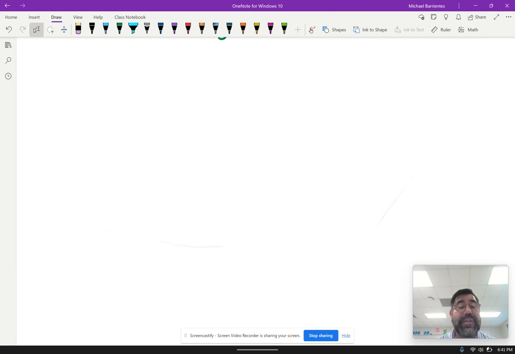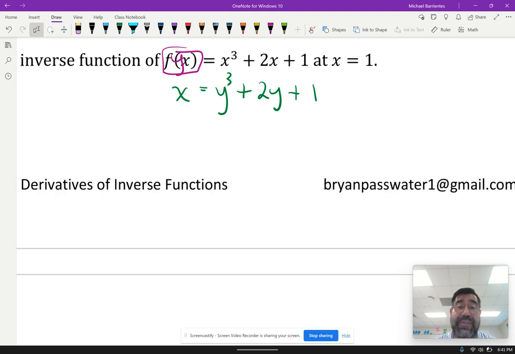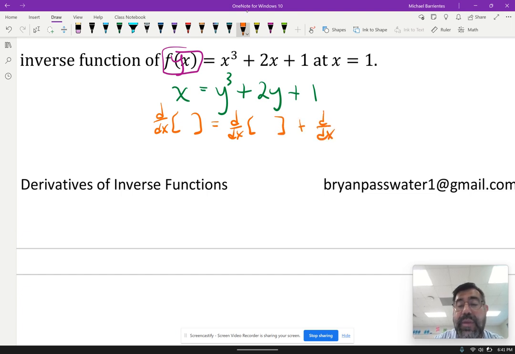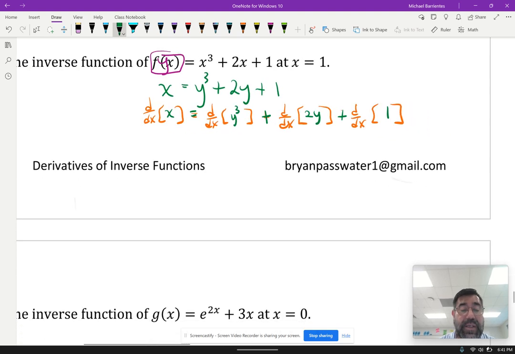If you recall, implicit differentiation helps us find the derivative without having to solve for one of the variables. So we're going to take the derivative with respect to x of this side and the derivative with respect to x of the other side, plus d/dx of 1. So we're saying we're going to take the derivative of that equals the derivative of that plus the derivative of that plus the derivative of that. And that's going to help us find what we need.